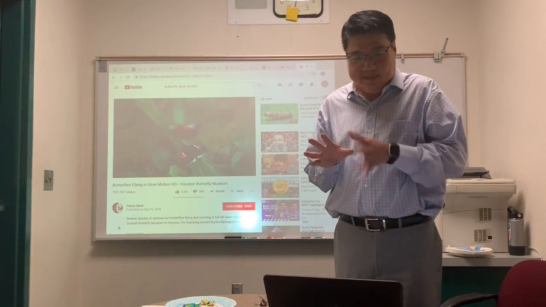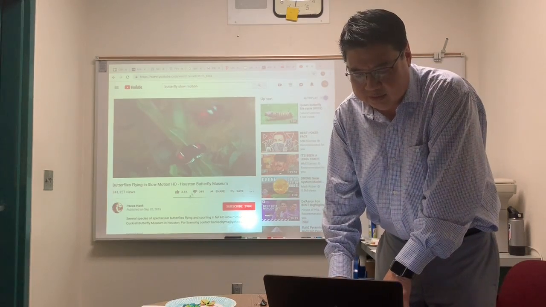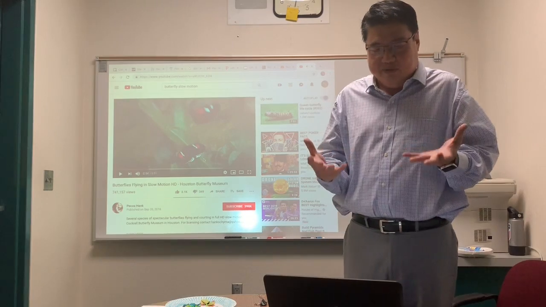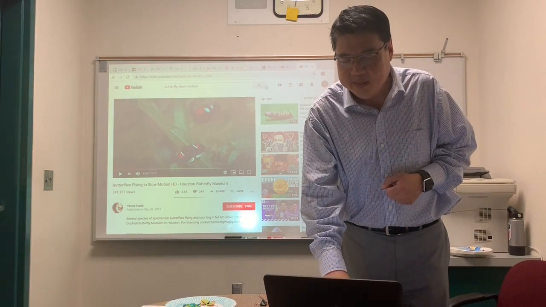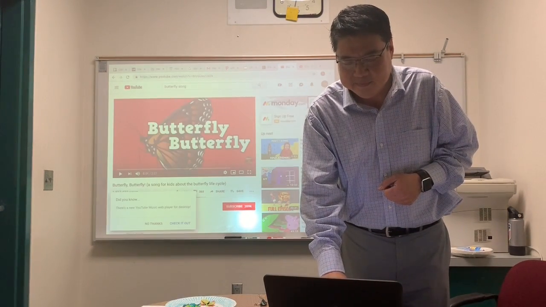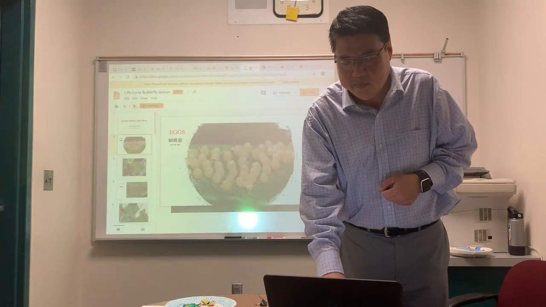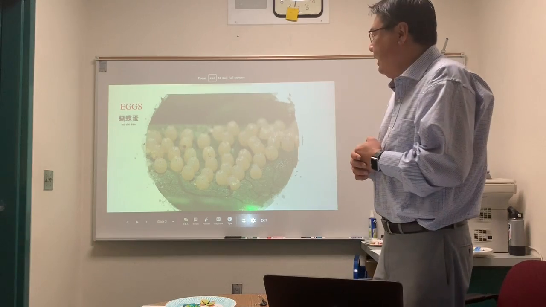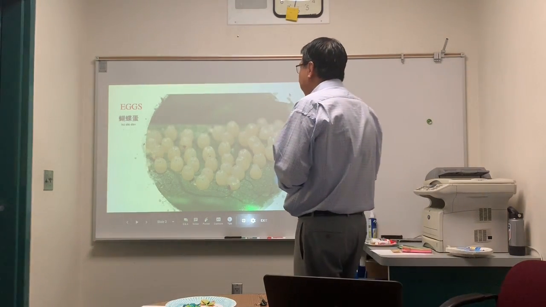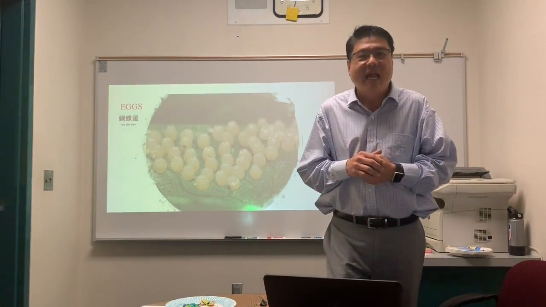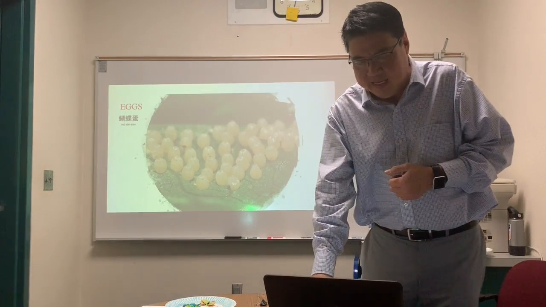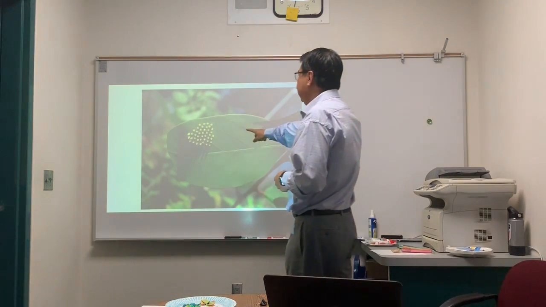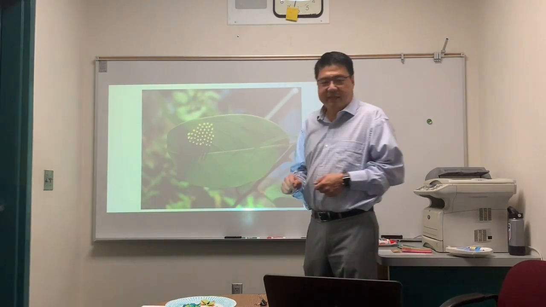Let's look at what else we talk about. Let's look at where does a butterfly come from? We look at these. These are the eggs of the butterfly. Butterfly comes from eggs. And let me show you another form of eggs. Look at this one. These are the smaller eggs on a leaf.